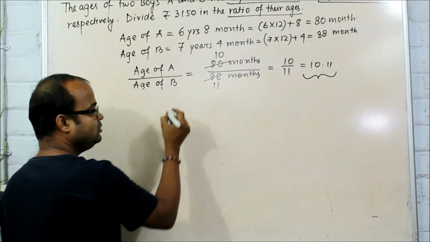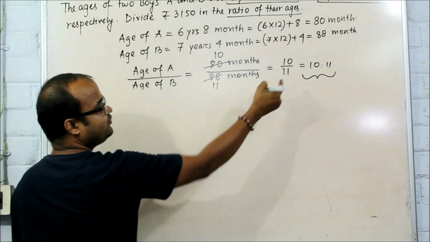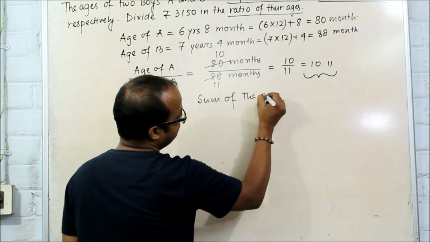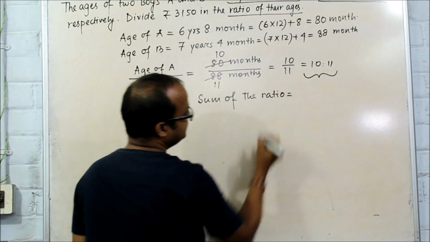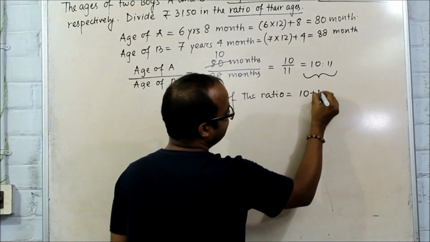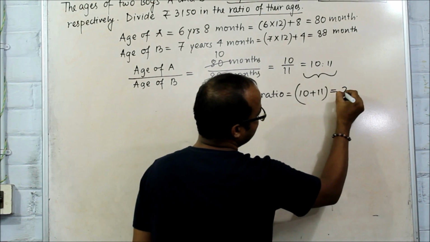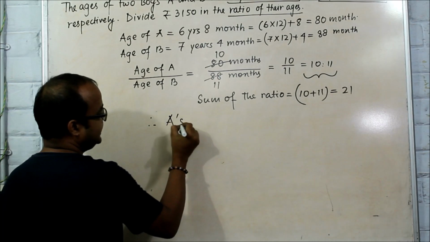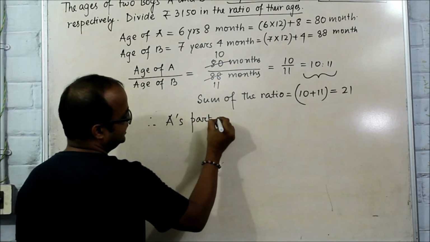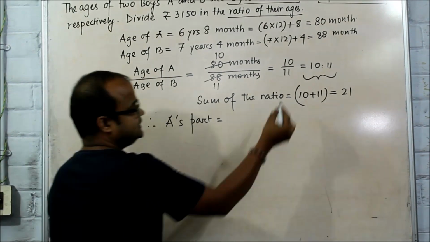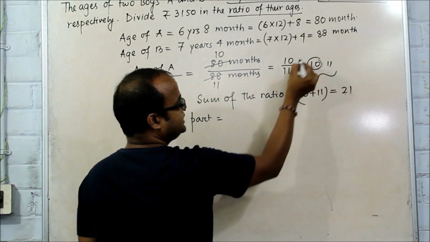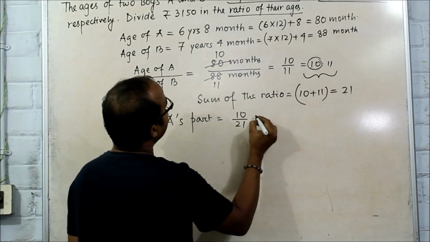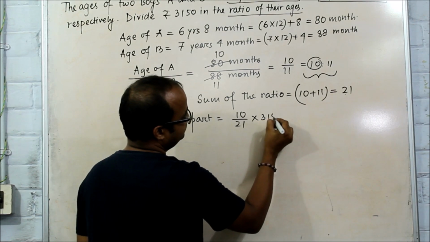Clear? So what we need to do? We need to find out the sum of the ratio. Sum of the ratio is equal to 10 plus 11, that is equal to 21. Therefore, how much will A get? So we write A's part is equal to 10 by 21. 10 represents the part of A. So 10 by 21 multiplied by 3150.